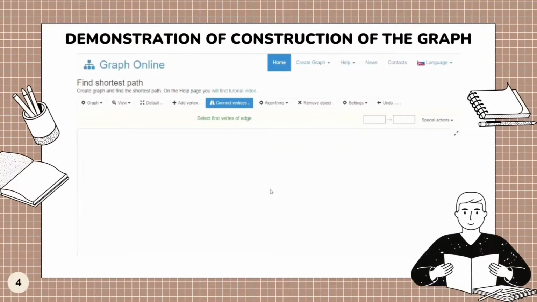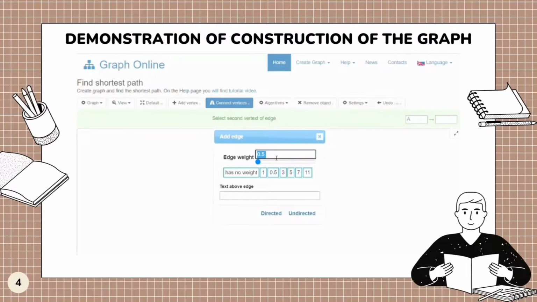I'm going to demonstrate how we construct our graph. So we construct our graph using the Graph Online website. First, to construct the graph, we need to add the vertex. So first click on add vertex and click on the workspace to add the vertex. Next, we click on connect vertices to connect the vertices and add the weight, and choose whether you are making a directed or undirected graph.